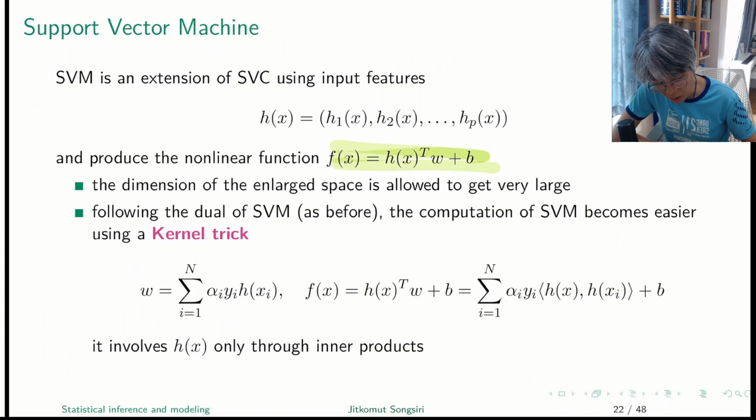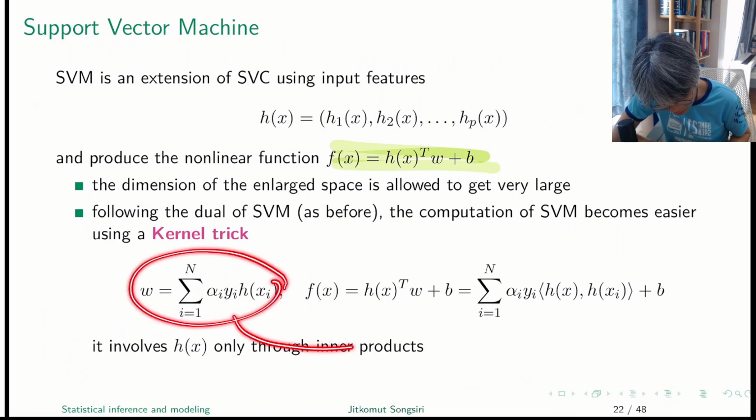If you follow the same steps of how to derive the dual problem and all of that, we give you the final result first. It turns out that your w, this parameter of the SVM, will be expressed as the linear combination of alpha_i y_i h(x_i). This is a function of the training data. So when you compute the classifier at a new test point, h(x) transpose w, I'm going to plug this in.